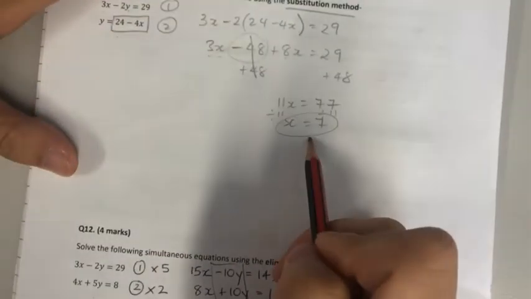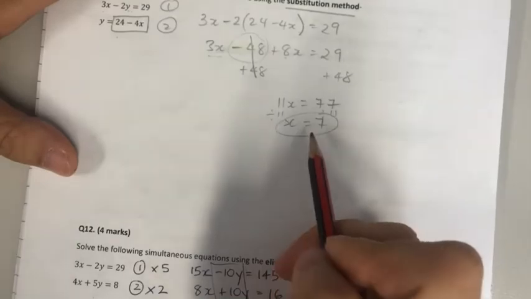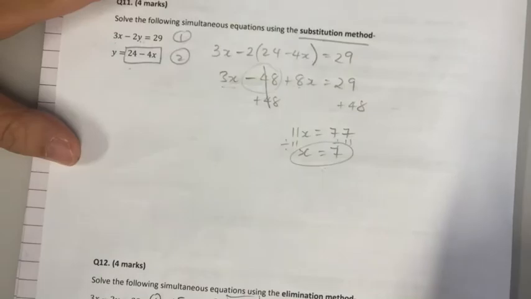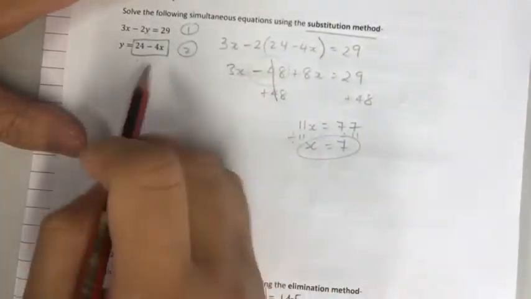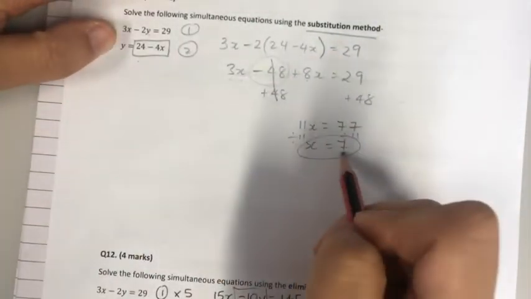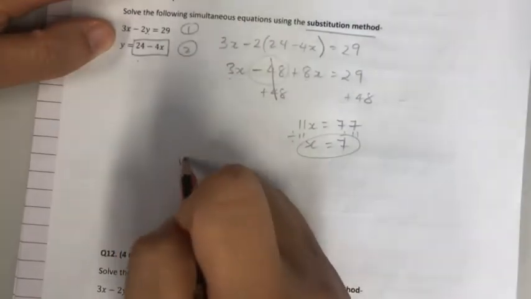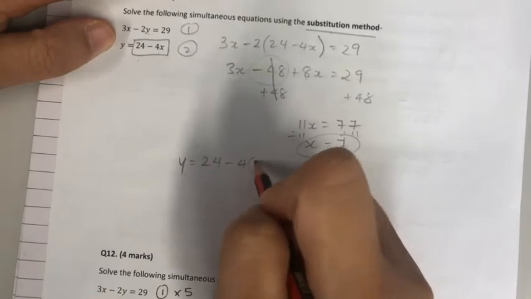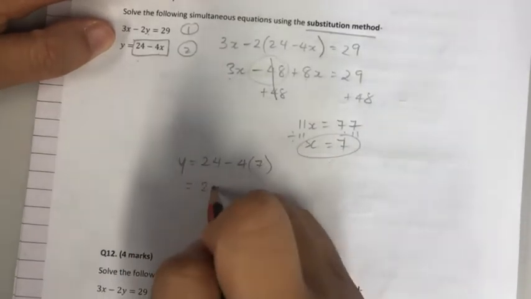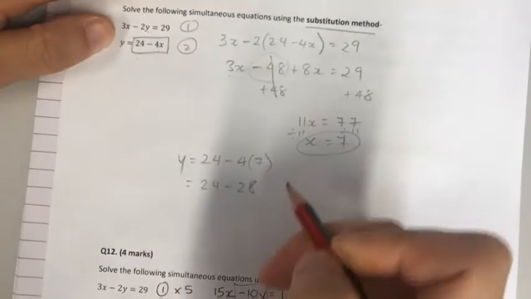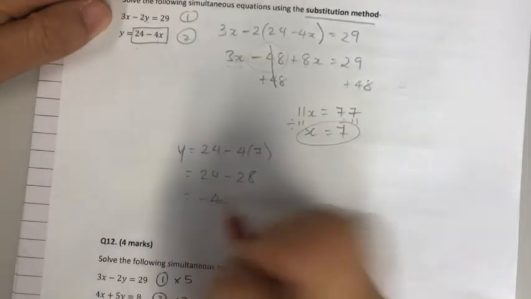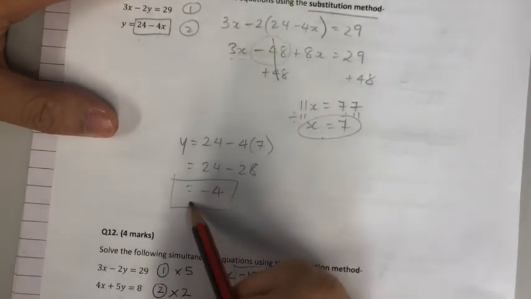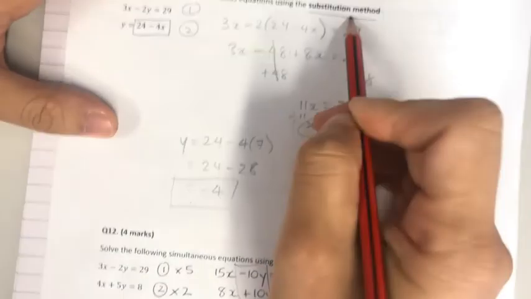Now that I have x equals 7, I can use this in either of these equations to find out what y is. So I'll just use the second equation and I'll put the 7 where the x is. Y is equal to 24 minus 4 bracket 7, which is 24 minus 28, equals minus 4. So now I have what x is and what y is using the substitution method.